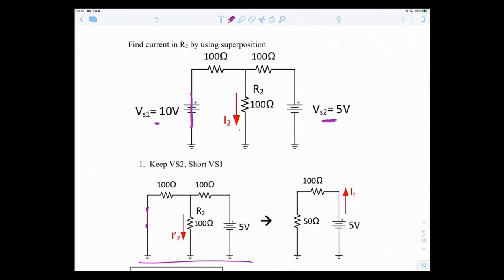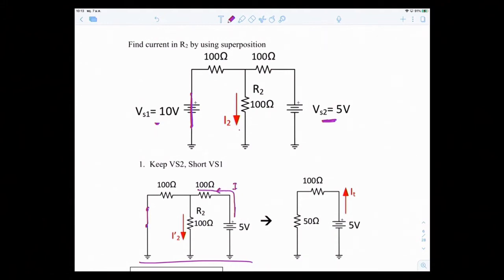Well, to do this, I realized, okay, let's see, how would I find I2 prime? Well, the current has to come from the source of the problem. So 5 volt is the source, the only source too, right? So the current comes out from the positive side of the source. Okay, go here, draw it out. Try to understand how the current flows.